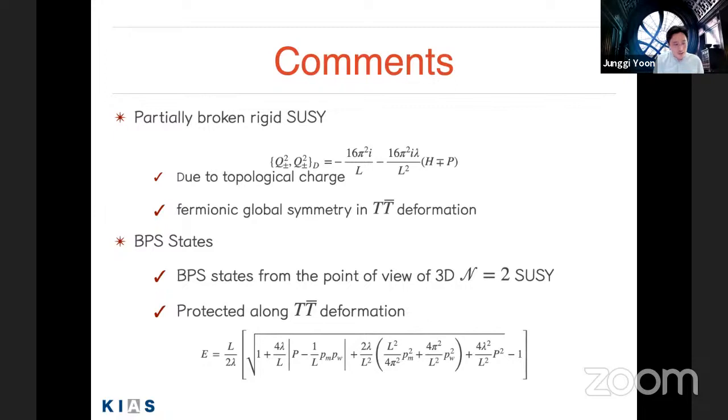Also, one can consider BPS states from the point of view of the N=2 supersymmetry of the Green-Schwarz. And we could see that those BPS states are protected along the TTbar deformation. Thank you for your attention.